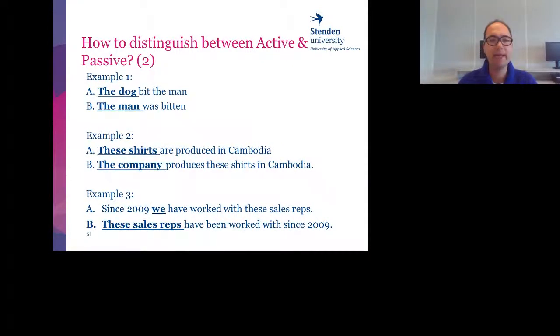So here you see, once again, it's all about the subject of the sentence, if you need to filter out or determine whether the sentence is active or passive.